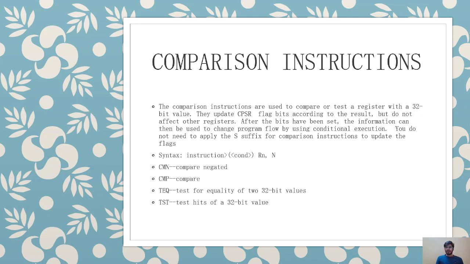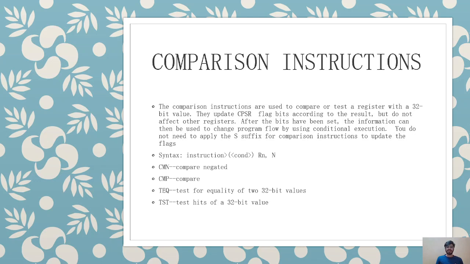And now we have comparison instructions. The comparison instructions are used to compare or test a register with a 32-bit value. They update the CPSR flag bits according to the result, but do not affect other registers. After the bits have been set, the information can then be used to change program flow by using conditional execution. You do not need to apply the S suffix for comparison instructions to update the flags.